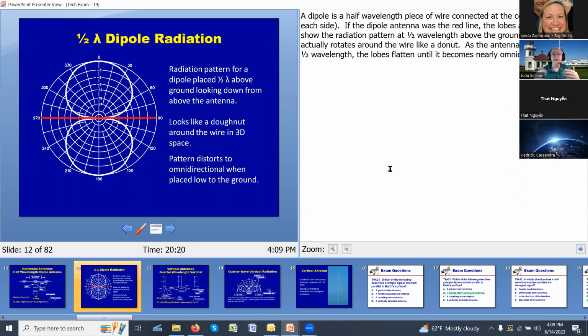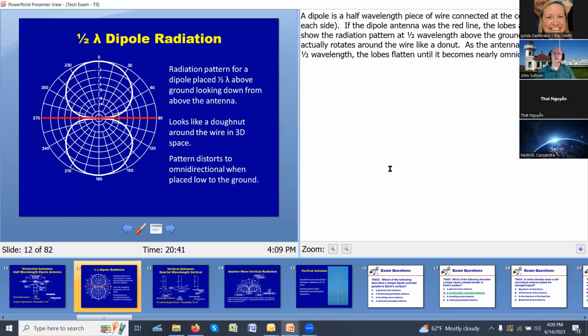The energy radiates out from the sides of that antenna, not from the ends, but from the sides, broadside to the antenna. And you can see this radiation pattern as you look at it from above. If you were looking at it end on, it would look like a donut around the wire.